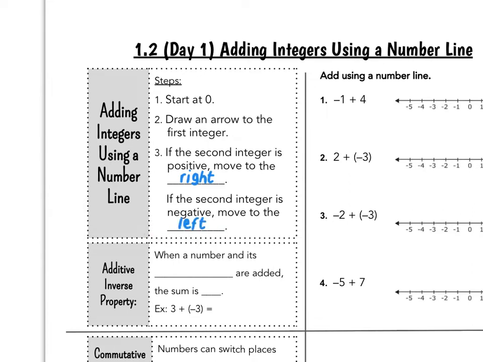And then the other thing in this box is the additive inverse property. That is a property, kind of like a math law, a rule that we have determined and agreed is correct always. So this additive inverse property says when a number and its opposite are added, the sum is 0. So in this example, we have 3 plus negative 3. They're opposites, so our answer is 0.